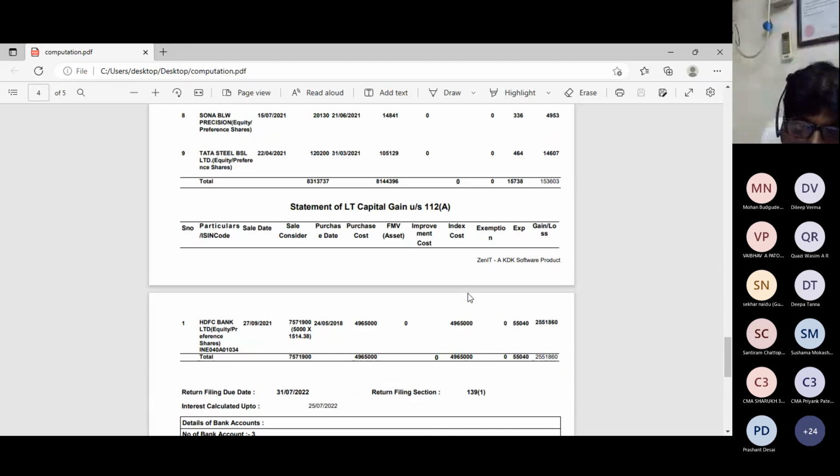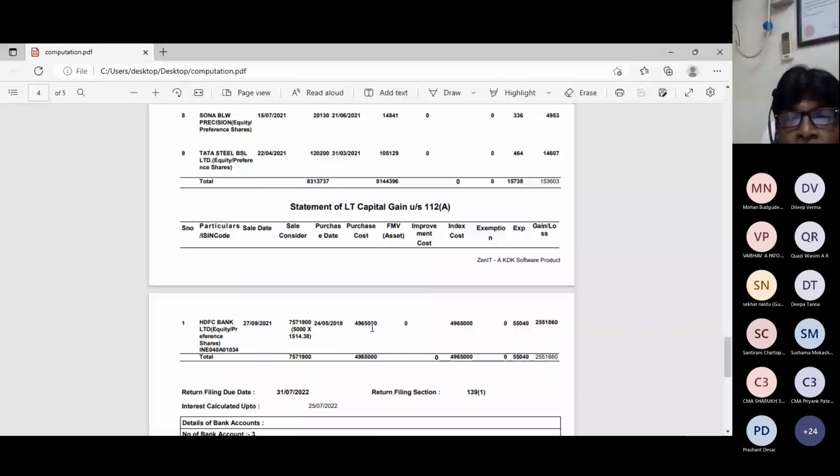Apart from that, he has also sold long-term capital assets. He has sold his old stock of shares, which has resulted in long-term capital gain under section 112A, which is also reflected in the return. The sale consideration is 75,71,900, and the purchase cost of it was 49,65,000.